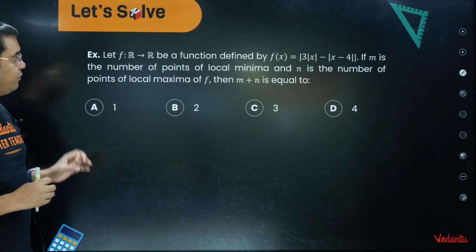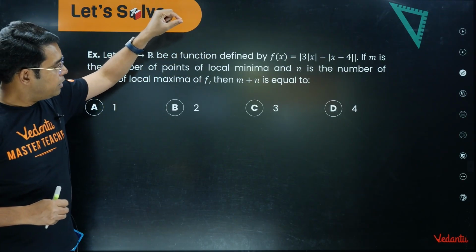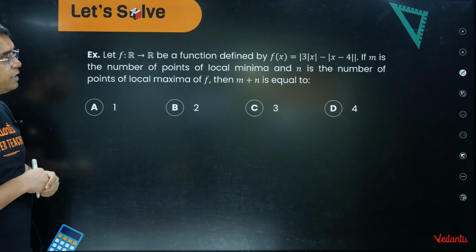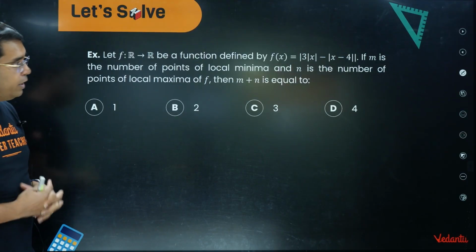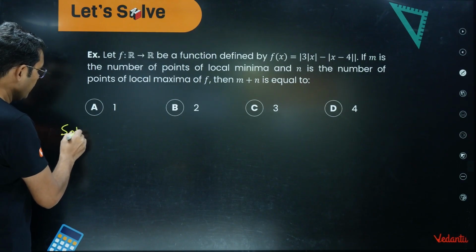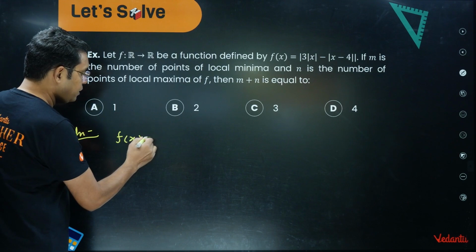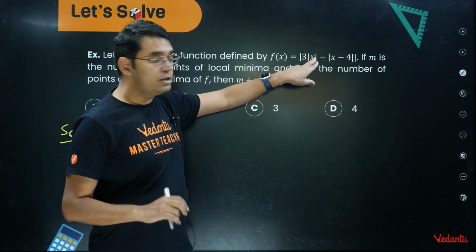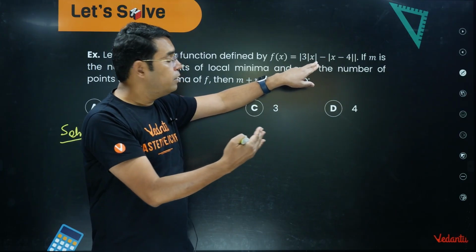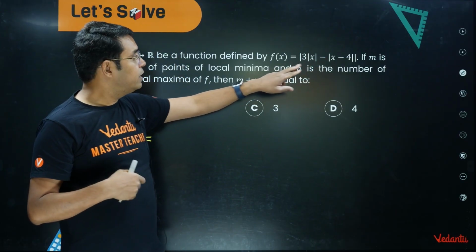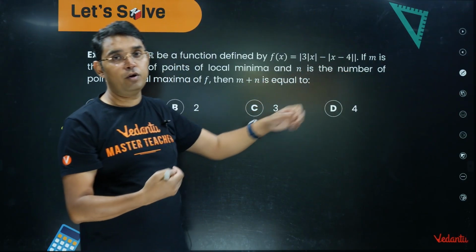Now coming to this question, where we are given f: R to R as a function given by 3|x| minus |x − 4|, and we have to find the number of points of local maxima and local minima. To do this question, we can first simplify this f(x). It is given as 2 mods, one of which is mod x, which will be opened with plus sign for x greater than 0, with minus sign for x negative. This will be opened with plus sign for x greater than 4. It will be opened with minus sign for x less than 4.